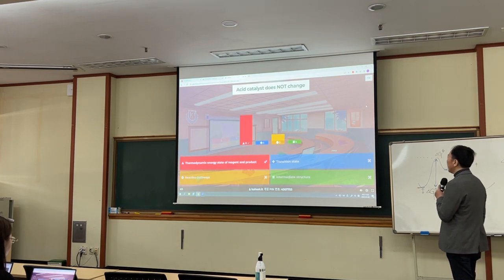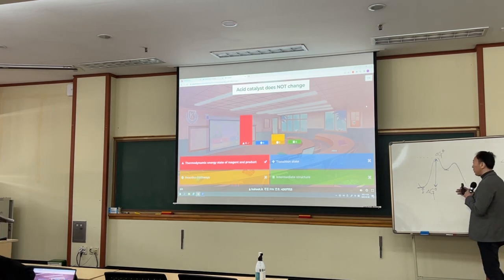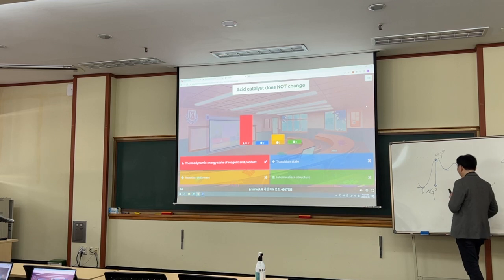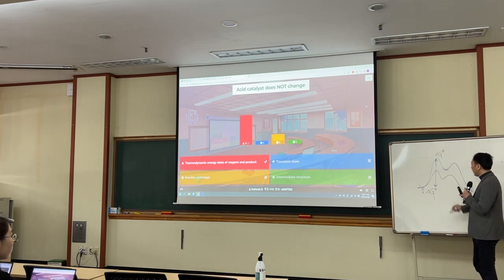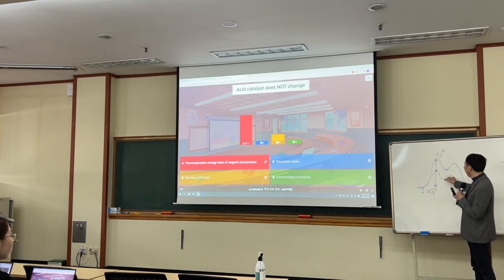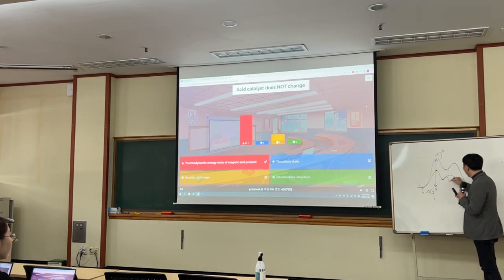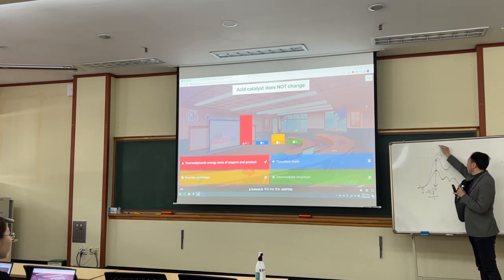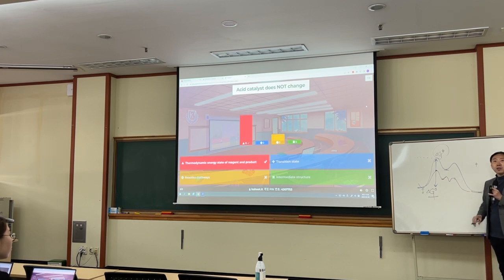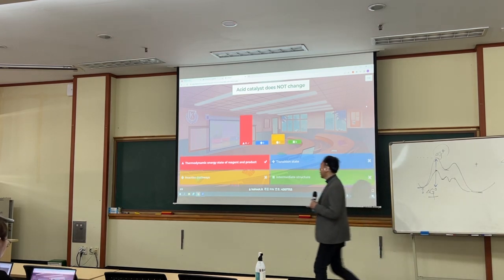Okay. Acid catalyst does not change the energy state here and here. It changes the transition state, possibly by changing the reaction pathways, maybe like this. So the transition state can be changed, the intermediate can be changed, and the reaction pathway also can be changed. Sometimes there's one more reaction pathway like this, and this is not changing, but this is changing. Okay, so those are the catalyst functions. So this is the quick summary of the last lecture.